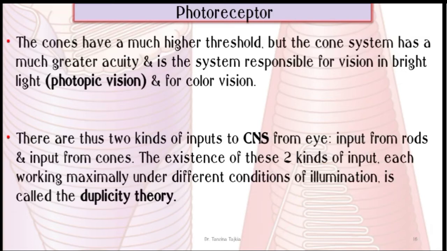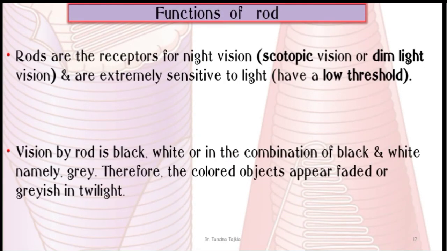There are two kinds of input to the central nervous system from the eye: one from rods and the other from cones. The existence of these two kinds of input, each working maximally under different conditions of illumination, is called duplicity theory. Next, the functions of the rods.